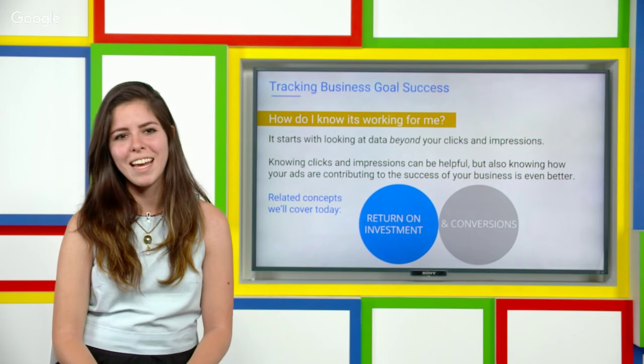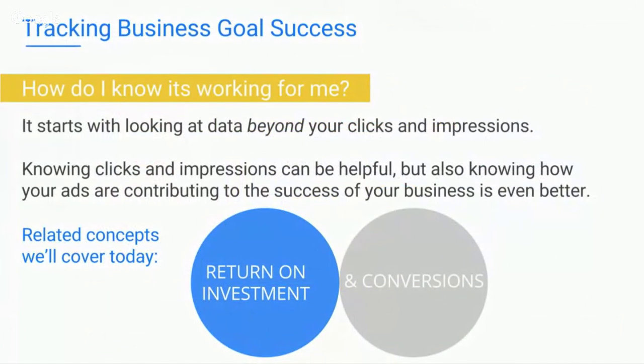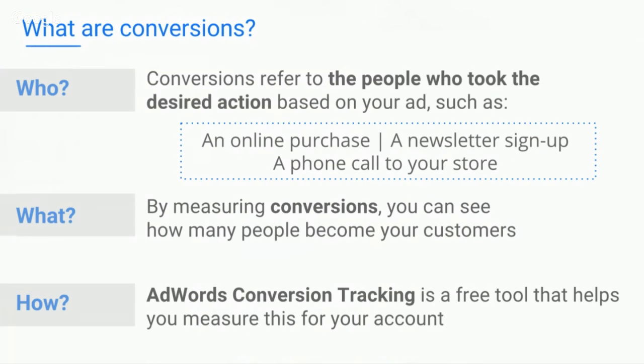The first thing we want to look at is tracking business goal successes, right? So how do you know if AdWords is working for you? The first thing you want to do is definitely look at the data beyond just your clicks and impressions. Definitely knowing your clicks and impressions is very useful, but knowing what people are doing after they click on your ad is even better. So just so you understand, some of the concepts we're going to cover today are return on investment and conversion and everything associated with conversion tracking.